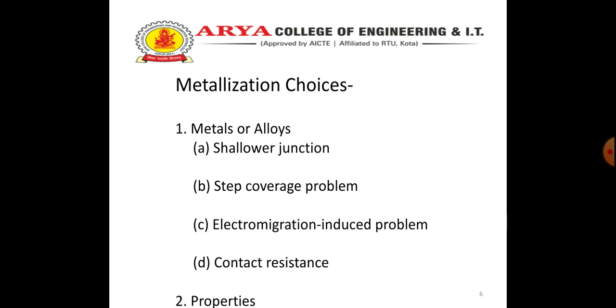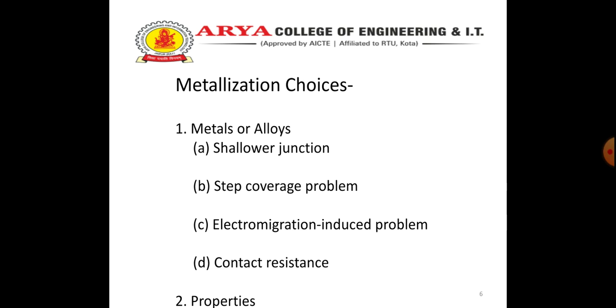Now, metallization choices. We are having shallower junction. As device dimension shrinks, a junction depth of 2500 angstrom or less becomes desirable. Step coverage problem. The decreasing area of contact also causes step coverage problems. Electromigration induced problems. The increased current density in reduced size conductors and increased chip temperature promote electromigration induced problems in aluminum runners and contacts.